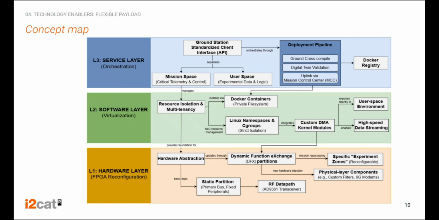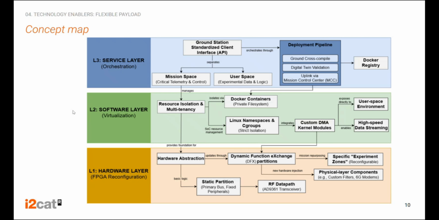So first, about the flexible payload: it is a technology that we are developing in i2cat that divides the satellite into 3 layers. The first layer is the hardware. The idea is that we can reconfigure the hardware of the satellite payload to offer any specific service. For example, we can change the radio frequency or provide hardware accelerator services for anything that we can deploy in the satellite.